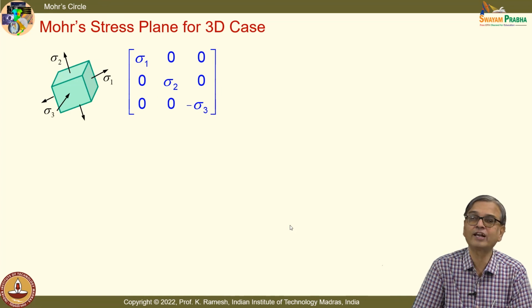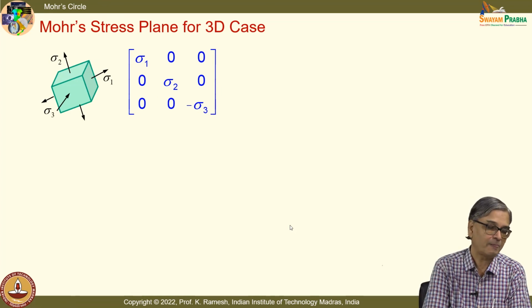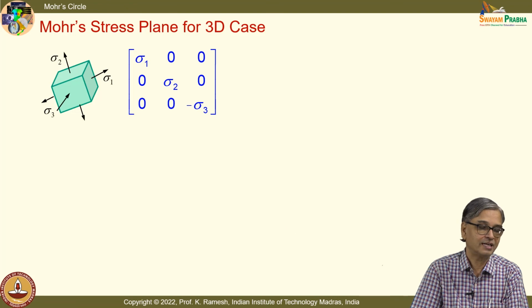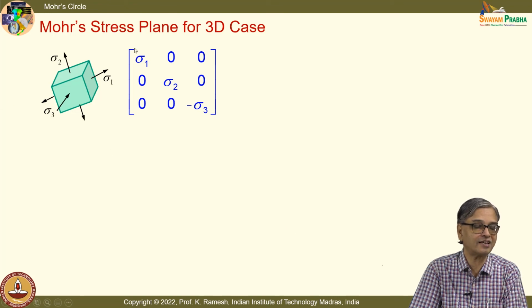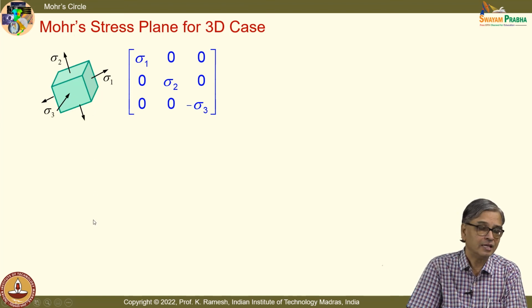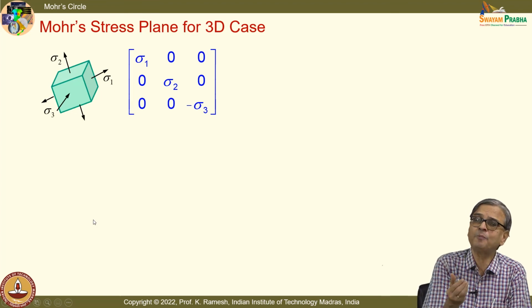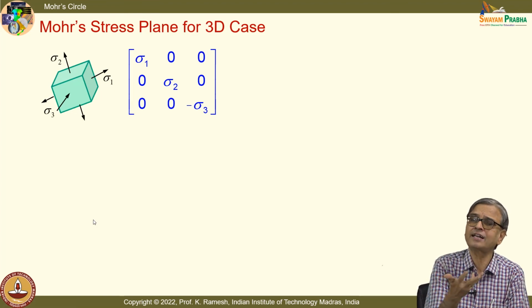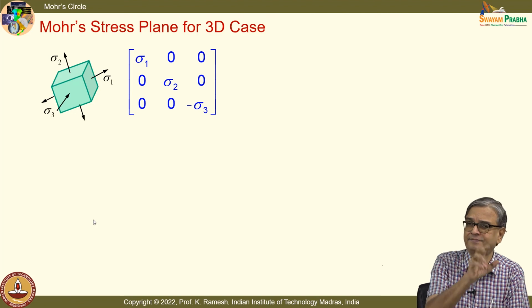Let us go for a 3-dimensional case. Now you are all accustomed to this. I can always write a stress tensor in terms of the principal stresses. Now I have taken sigma 1, sigma 2 and sigma 3. This is what I have put here. So I have this as the pictorial representation, because the principal planes can be oriented in an arbitrary direction. That is why it is tilted.